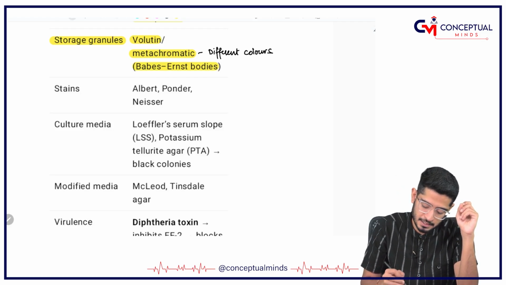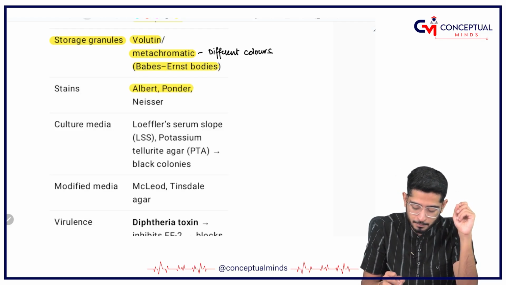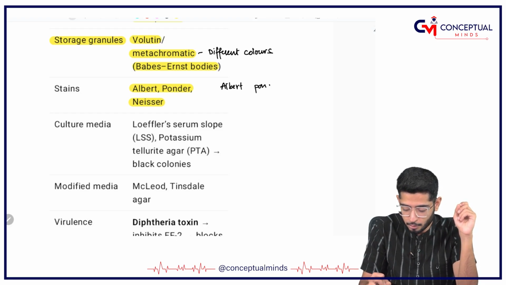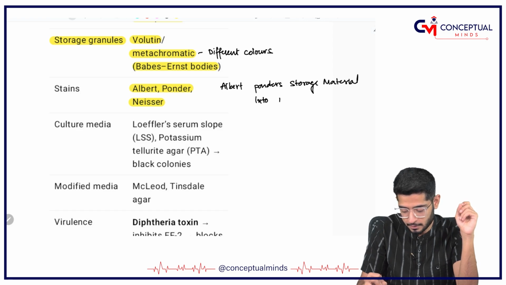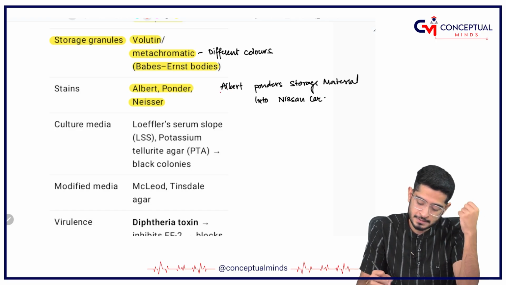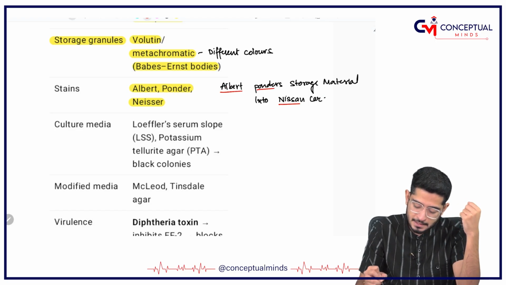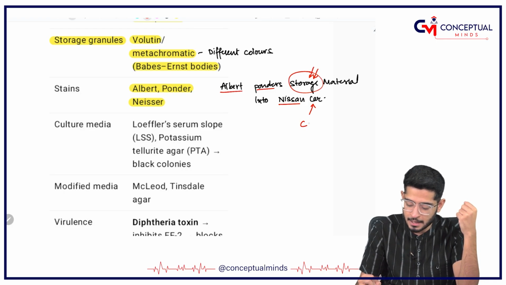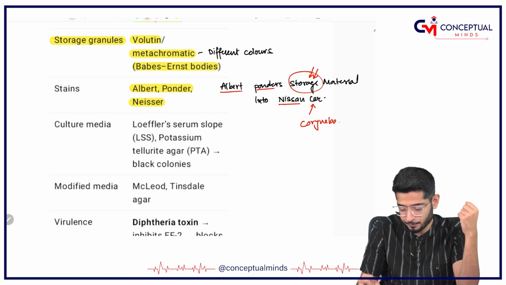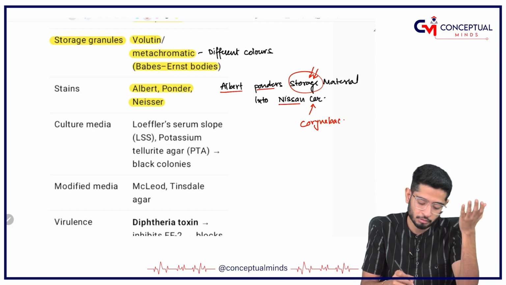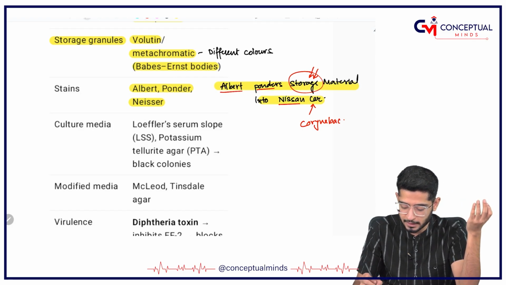And to stain these, we have Albert stain. So I always say: Albert ponder stains storage material into Nissan car. Nissan is a company of car manufacturing. So why have I told you all this? Albert and Ponder stains are the stains for the storage granules shown by C for Corynebacterium. This is my mnemonic and a trick to remember this always. Please don't forget this.